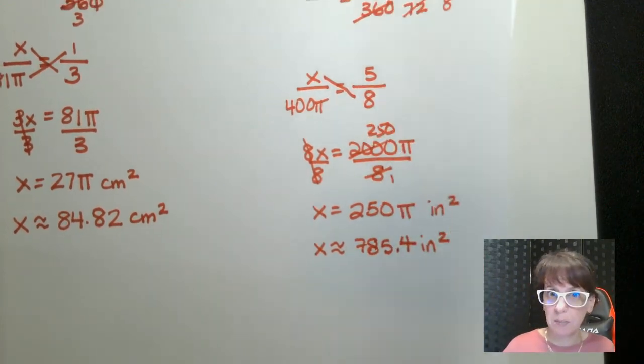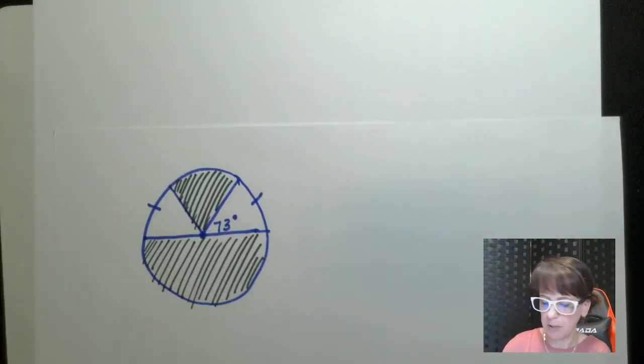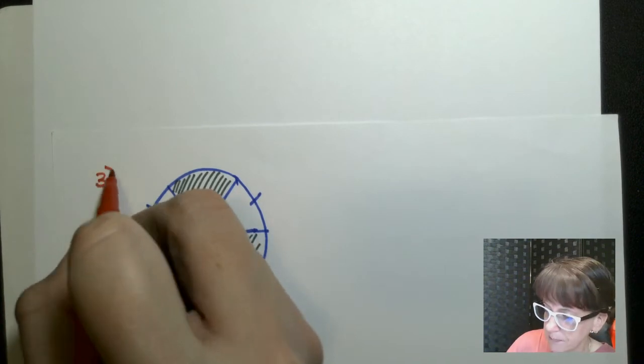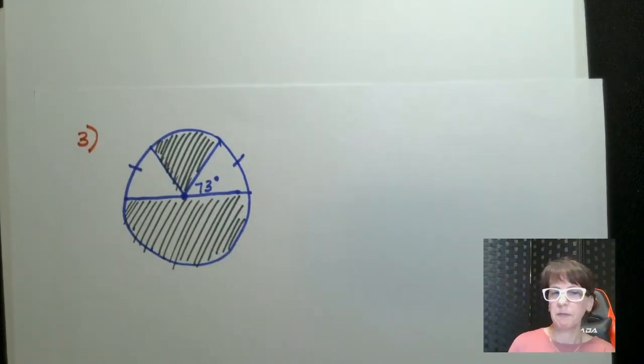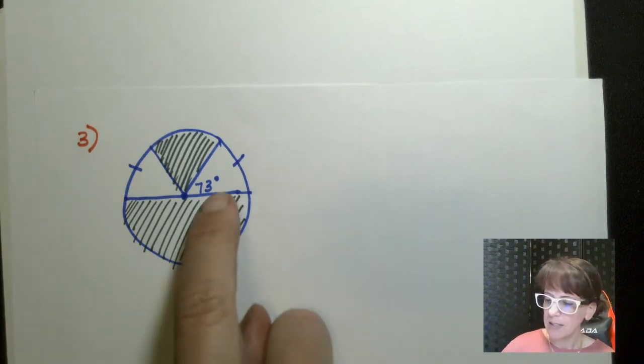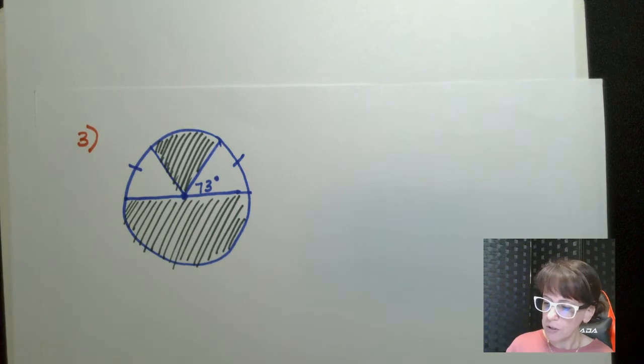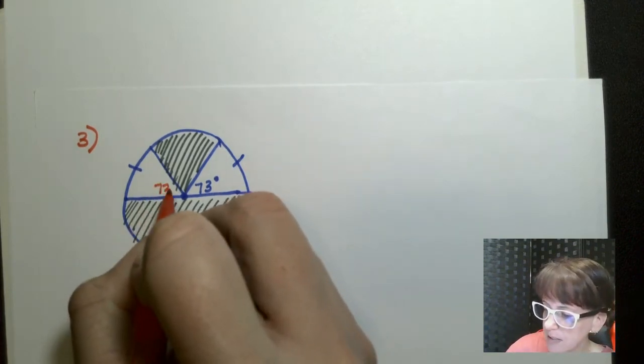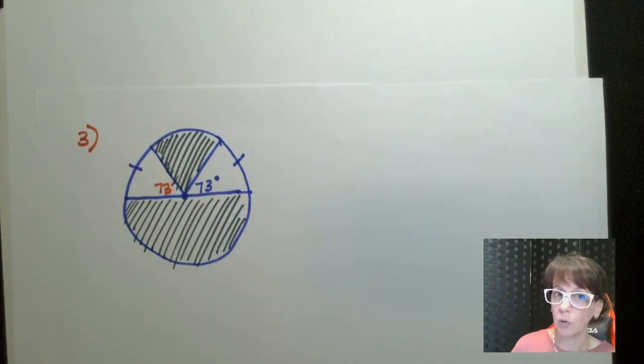Okay, one more example so that you can see when it gets a little bit tricky. Let's talk about if we have something that looks like this, and this is example number 3. I forgot to write that down. So this one's a little bit different in that we have to figure out the area of this shaded bit, right? So we know that this is 73 degrees, and we also know that this is 73 degrees because these tick marks indicate that they are congruent.